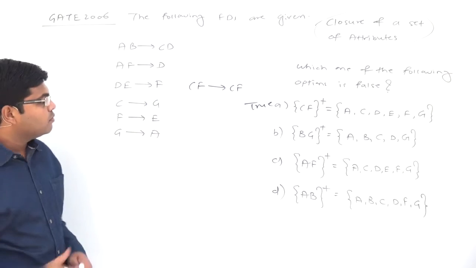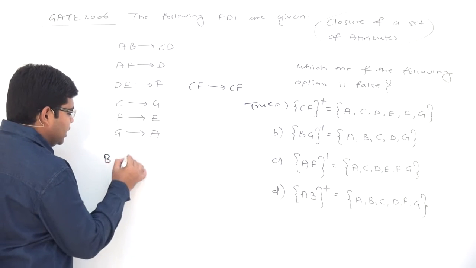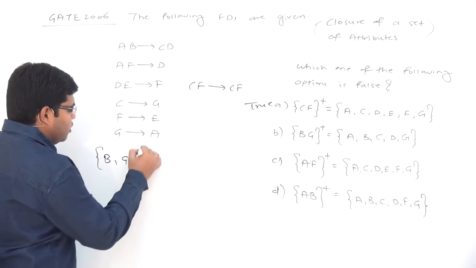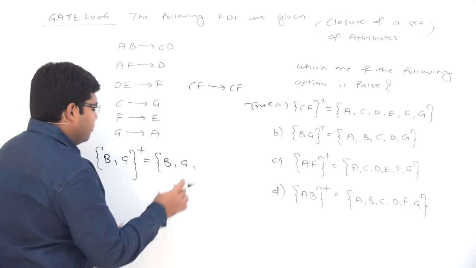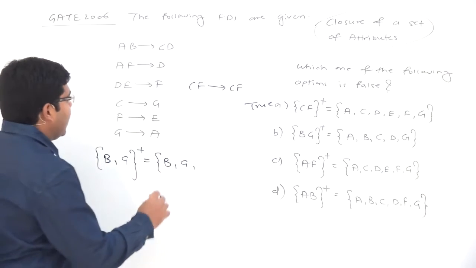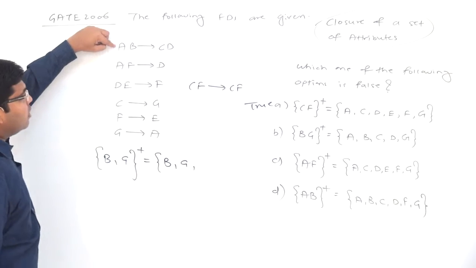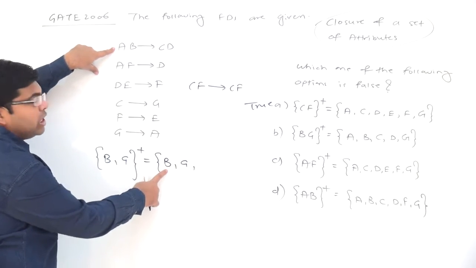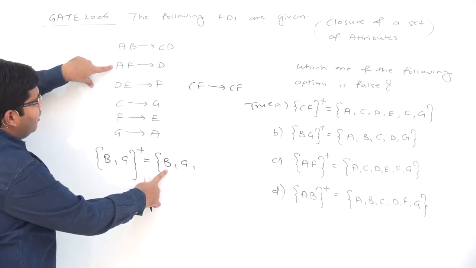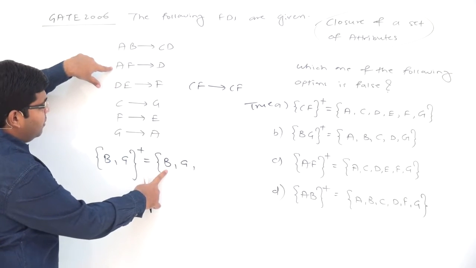B and G closure. So you start with the initial attributes, the given attributes, so B and G. BG can always be obtained from BG, and then let's check the FDs one by one. Now AB gives CD, this FD is not applicable because only B is available, A is not available. Again A is not available, F is not available, this FD is not applicable.